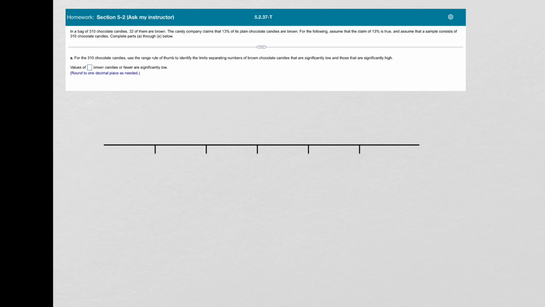So what we'll do is we'll calculate the mean and the standard deviation. On this number line, I start by placing the mean in the center, and then I can find the mean plus 1 standard deviation and the mean plus 2 standard deviations, and then go backwards, the mean minus 1 standard deviation and the mean minus 2 standard deviations.